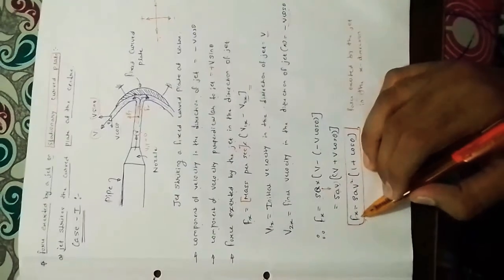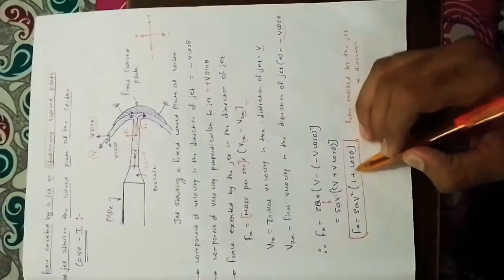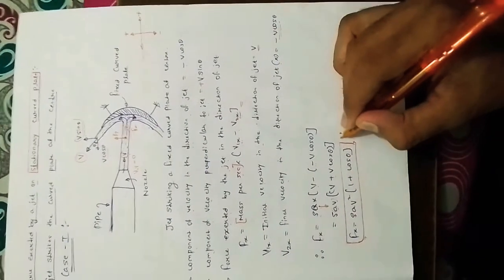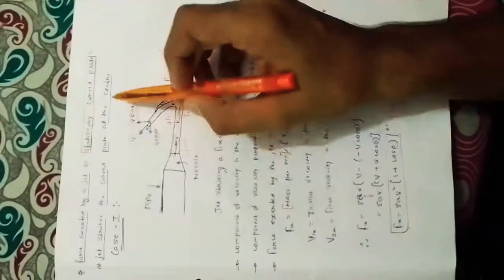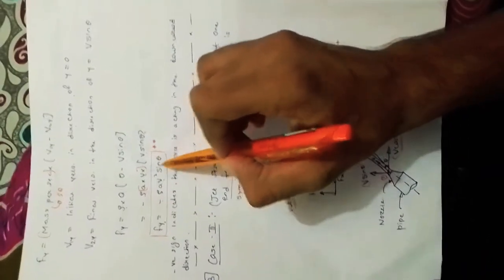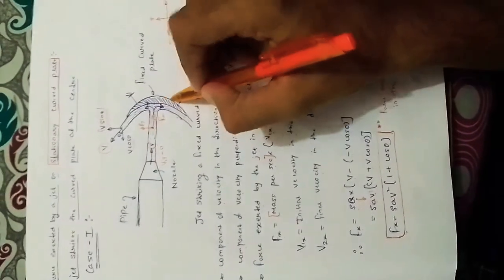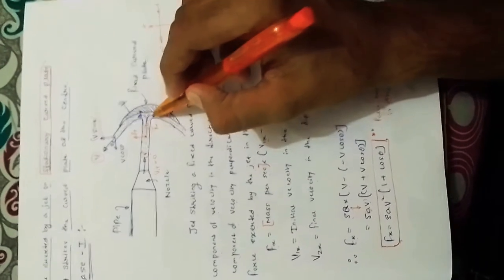The first equation was Fx equal to rho a v square into (1 plus cos theta). So this was the equation, correct? You should remember this equation for this condition. Similarly, Fy is equal to minus rho a v square into sin theta. Both these equations are only applicable for the curved plate when the jet strikes at the center, only at the center, correct?